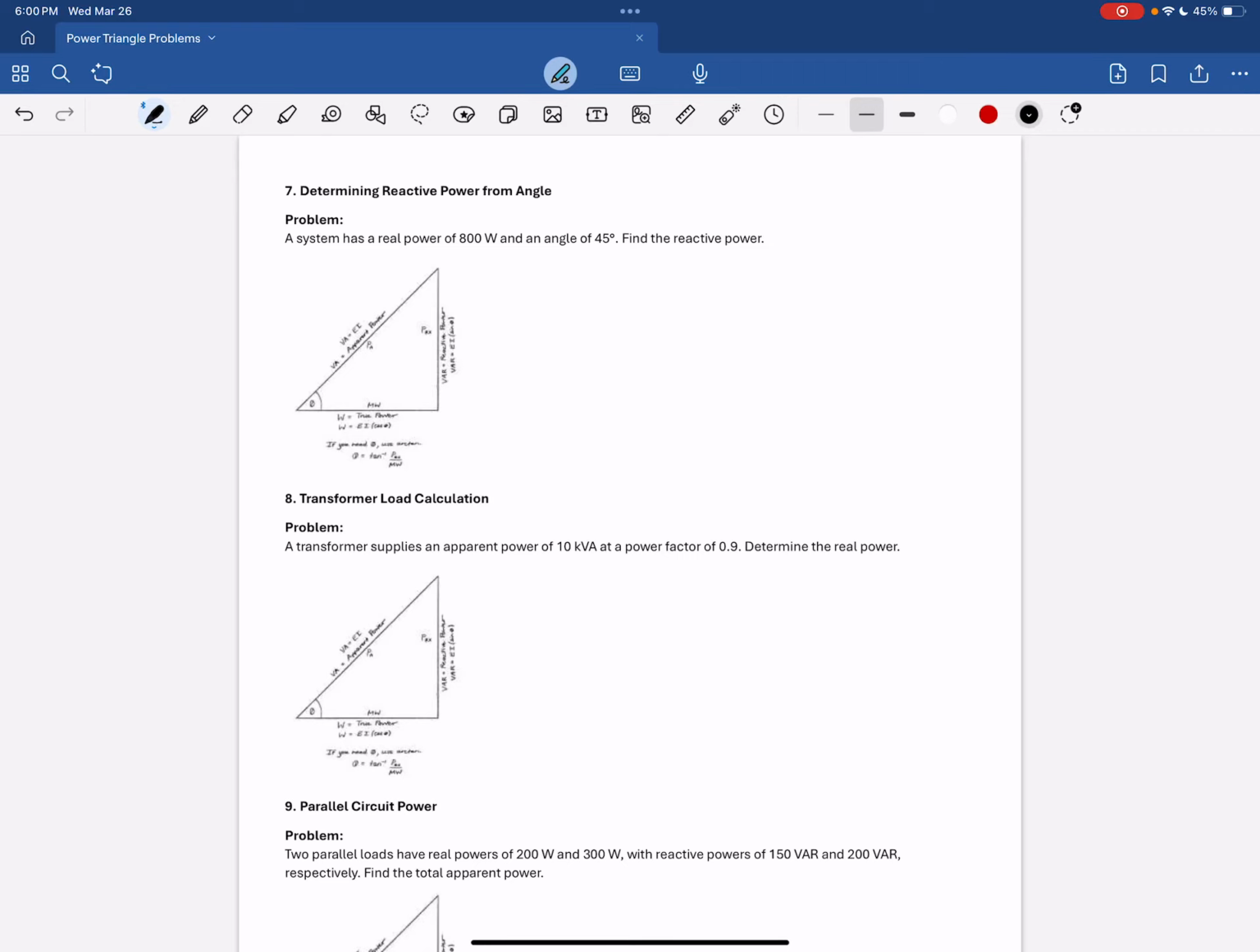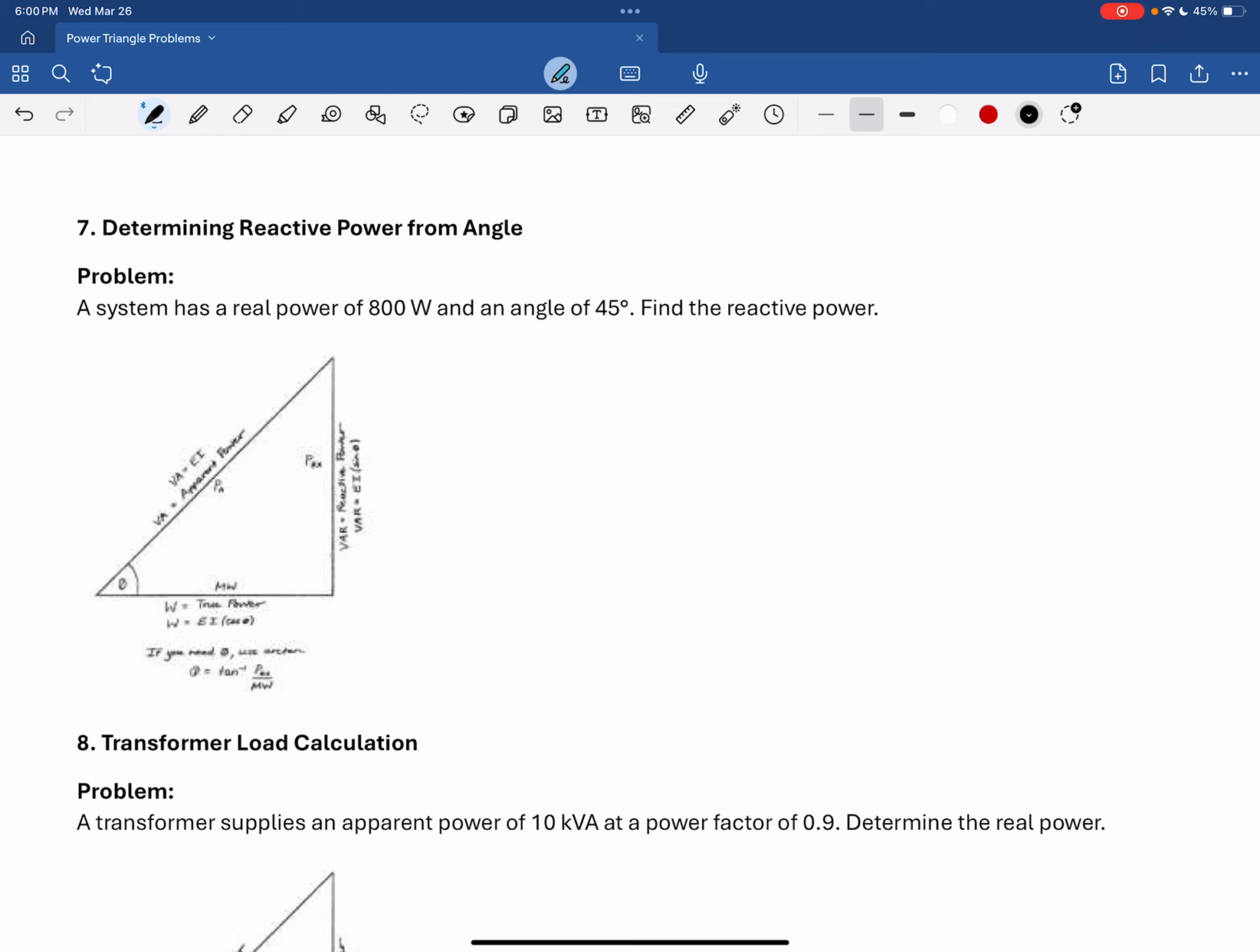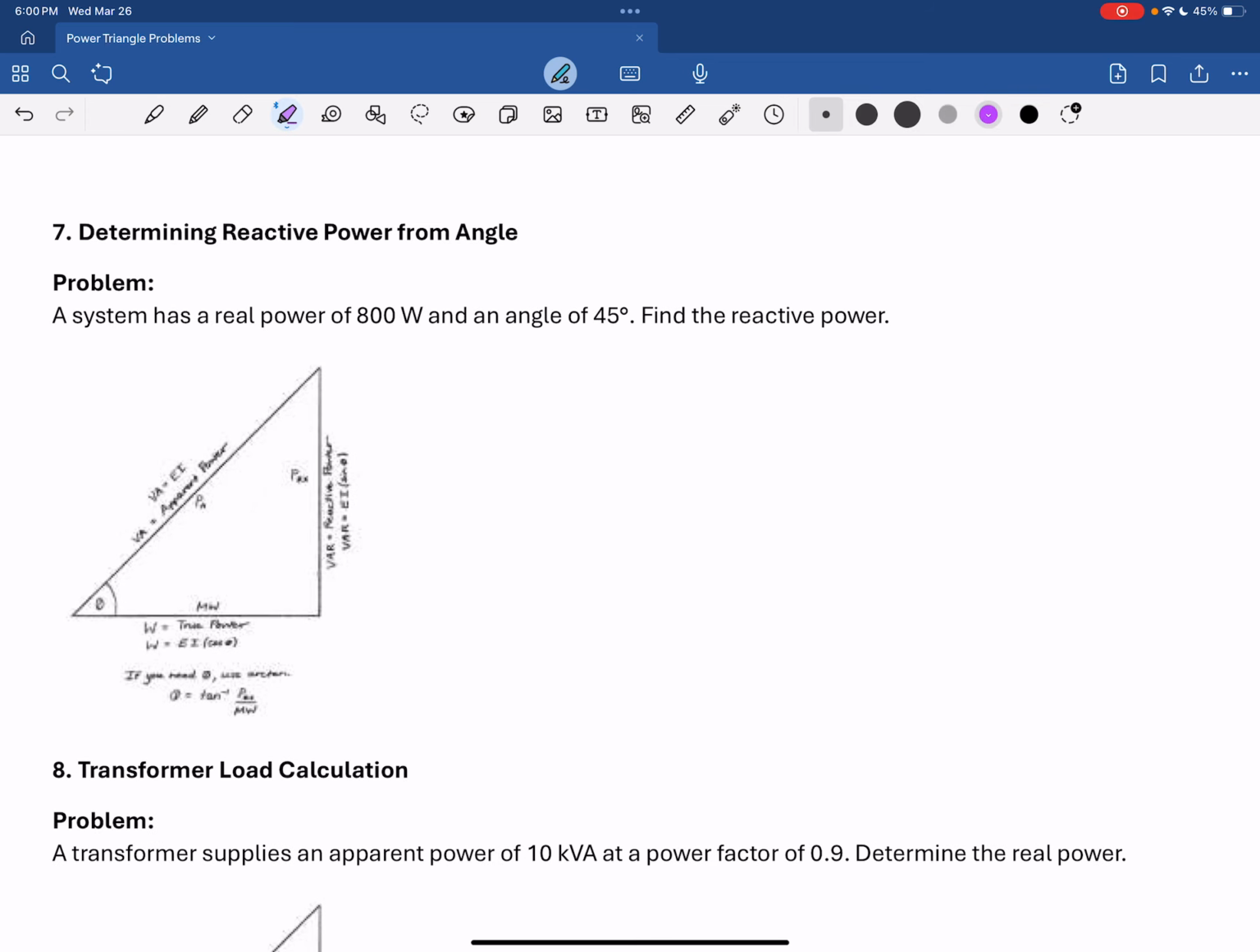We're looking at number 7, determining reactive power from an angle. So this time, because there's an angle involved, I suspect I may need to use some trigonometry, the ratios, but let's take a look and see. A system has a real power of 800 W. So real power is on this leg of the triangle, and they tell me that it is valued in this case at 800 W. And an angle, so they're giving us theta this time.